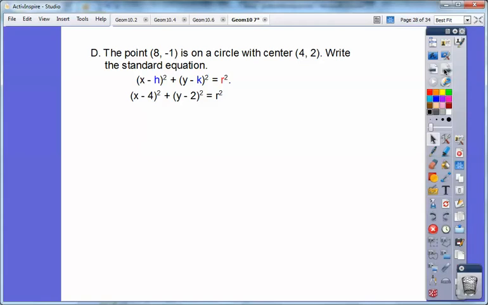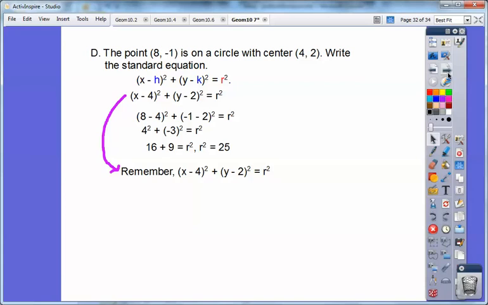All right, now you know that this point is on the circle. So I can substitute this 8 in for x and this negative 1 in for y and solve for my radius. So when I do that, (8 minus 4) squared plus (negative 1 minus 2) squared. Now be careful, you guys. Negative 1 minus 2 is negative 3. When I square that, 4 squared is 16 and negative 3 squared is 9. 16 plus 9 is 25. I don't need to take the square root of that. I just need to know the radius squared, okay? I was almost done with this right here. I just had to figure out what my radius squared is. My radius squared is 25, okay? So there's the answer.